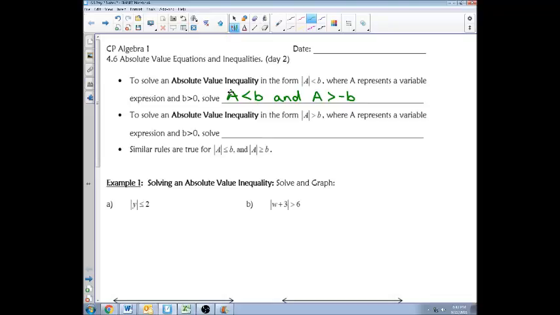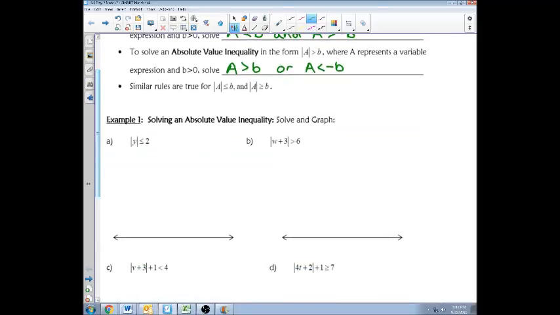If you solve an absolute value inequality in the form the absolute value of A is greater than B, where A represents a variable expression and B is greater than 0, we're going to solve as A is greater than B or A is less than negative B. Okay? Similar rules apply and are true for if it is less than or equal to or greater than or equal to. So let's go ahead and get right into some of these problems.